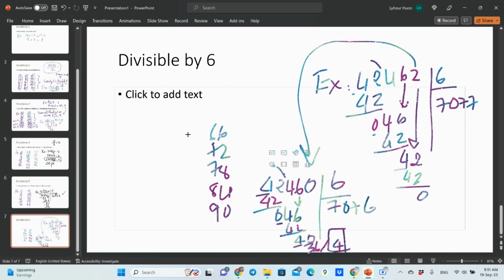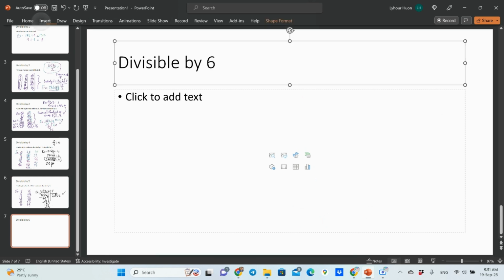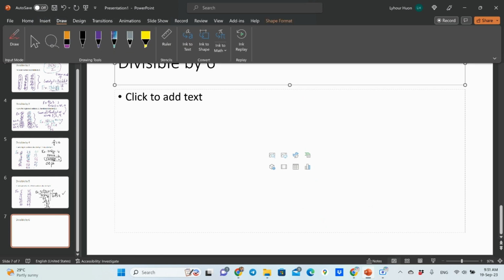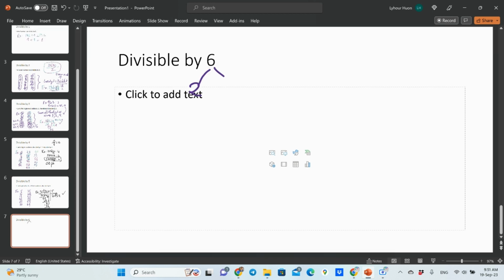So let's check: divisible by 2, divisible by 3, divisible by 4, divisible by 5. We're not sure, so we need to check. If a number is divisible by 2 and divisible by 3.